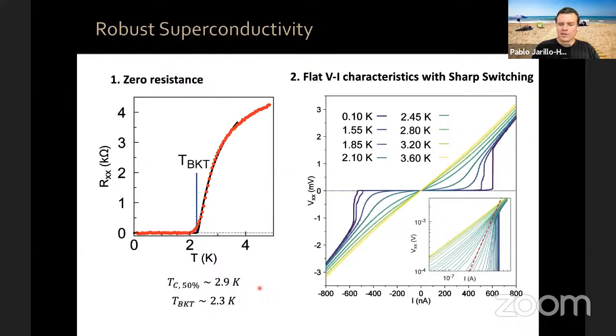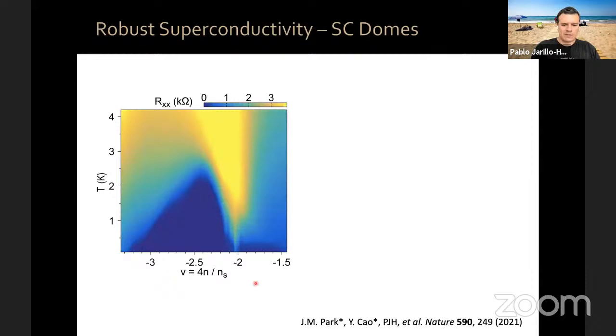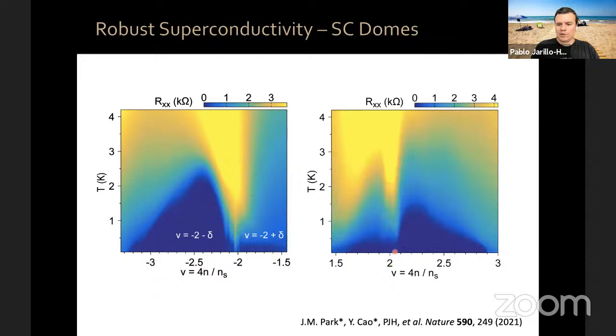Now, this is an electrically tunable superconductor also, okay? So this is the resistivity versus filling factor in the region around 2 holes per moiré unit cell. We have a big superconducting dome at -2 -delta and a small one at -2 +delta, similar to the bilayer case. If you go to the region of 2 electrons per moiré unit cell, you have a big dome and a small one, okay, for extra electrons and holes with respect to this. So this looks relatively similar to the way magic angle bilayer looks.